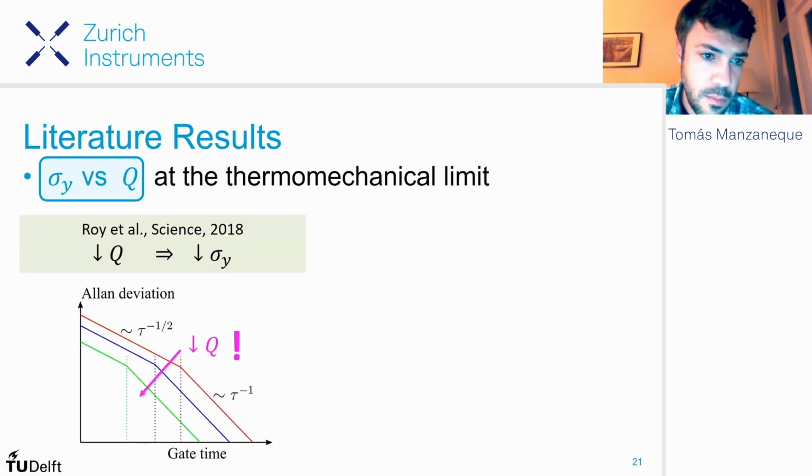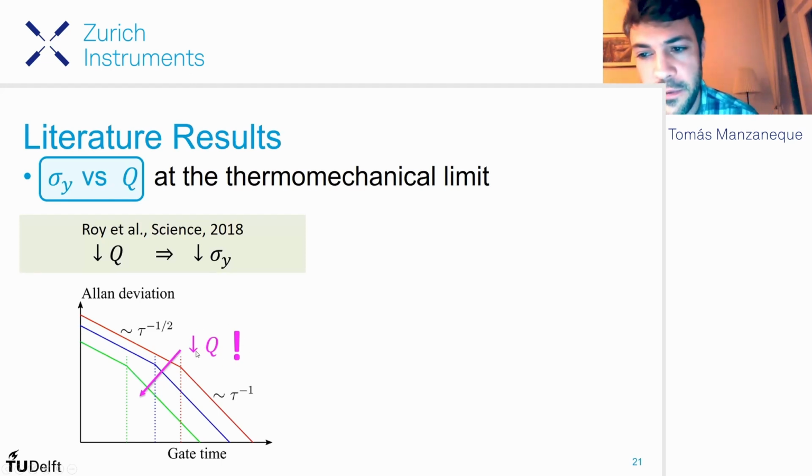So there's this paper from Royo and collaborators in Science that concluded that at this limit, the Allan deviation can be reduced if we actually reduce the quality factor of the resonator. Well, this is a very surprising conclusion because people usually try to increase the quality factor of resonators, right?